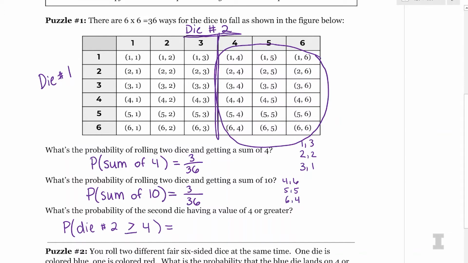So if we count all these up, this is going to be 18 out of 36, or 50%. So looking at the sample space of rolling 2 dice, if we want to write it out, makes calculating our probabilities a little bit simpler.